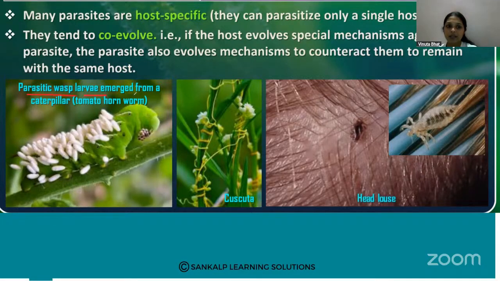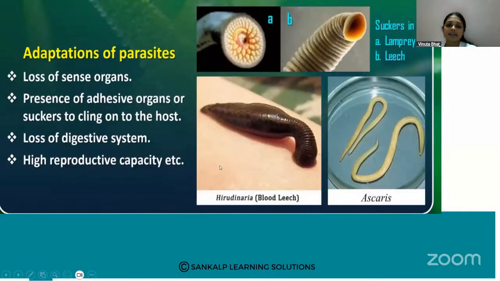So these are the examples for the parasites. Parasitic wasp larvae emerged from the caterpillar. Here the caterpillar is the host and the larvae are the parasites. Then cuscuta, the plant which does not perform photosynthesis and absorbs nutrients from the host plant, that is the parasitic plant. And head lice, this is also a type of parasite. Then adaptation of parasites. Here leech, ascaris, all these are examples of parasites.